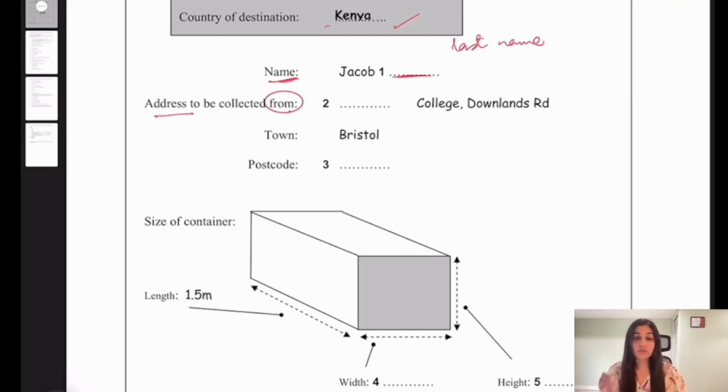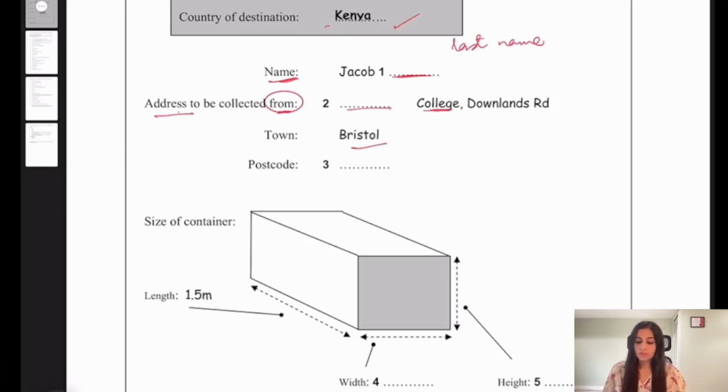Not predict the address. We have to predict what would be in the blank. So it would be the name of the college. So listen to the audio carefully where they talk about the college and from where the item has to be collected, address to be collected from.